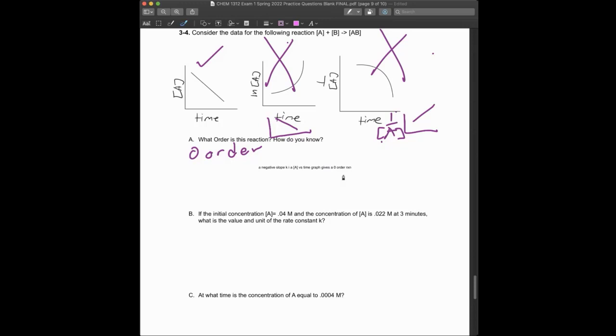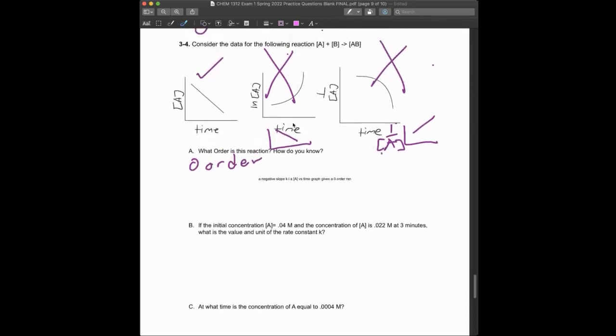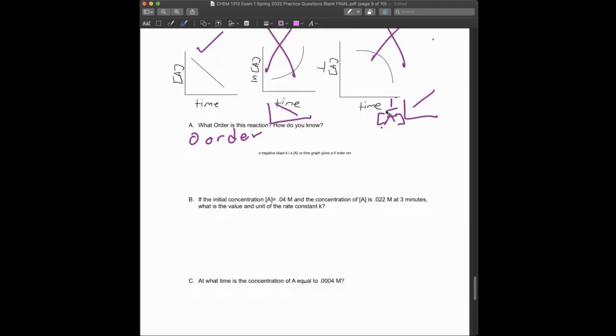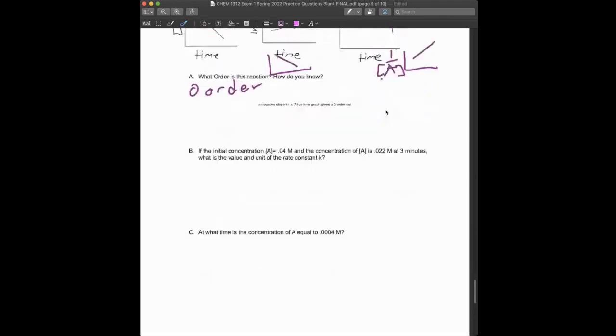Okay, any questions on that? So on your exam, if you see problems like this, you can immediately eliminate any curved graphs like those two, because no reaction order, at least the ones that we're focusing on, will give a curve like that.